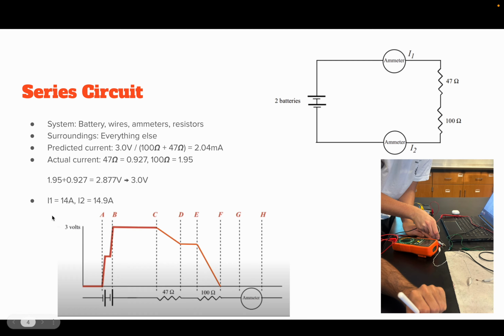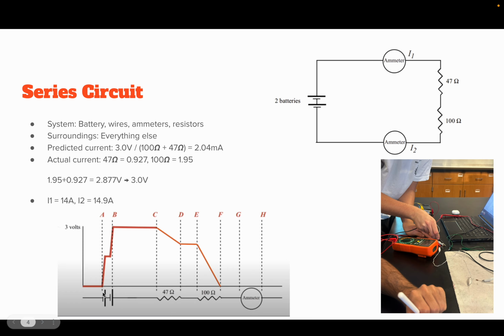The currents that we got for the I1 was 14 amps, I2 was 14.9, and when you reverse that current, it's also 14 because it should be running the exact same way forwards as it is backwards. And here is our graph down here for what's happening to the current right here.